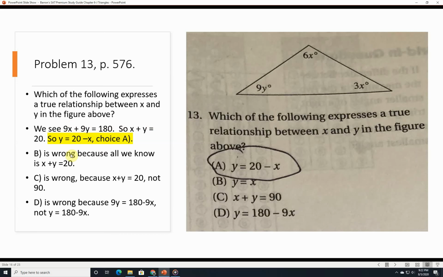B is wrong because all we know is x plus y equals 20, so we don't know that y equals x. Could be, but we don't know. The trouble is if you have two variables and only one equation, which you have here, you can't solve for the variables. You have to have as many equations as you have variables to solve for it. C is wrong because x plus y equals 20, not 90, and D is wrong because 9y equals 180 minus 9x, not y equals 180 minus 9x.